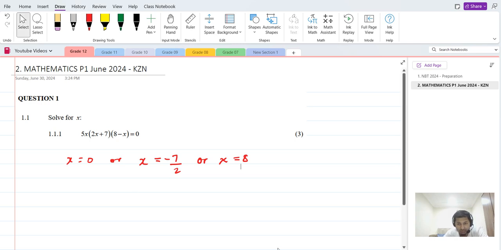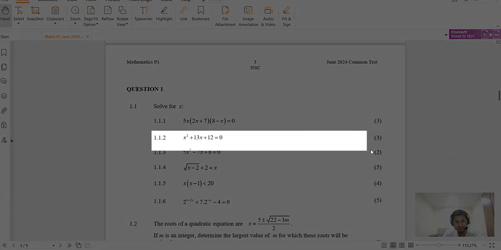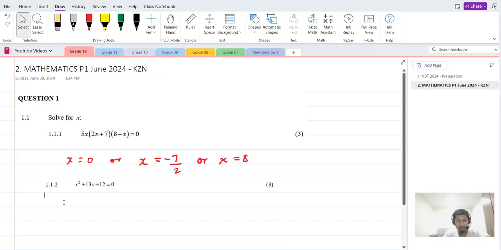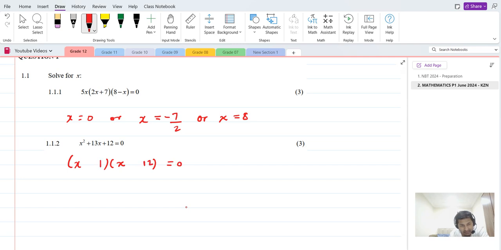Let's solve question 1.2. Right, as we see here, they didn't say 2 decimal places, so I'm sure this can factorize. We're going to factorize it with x, and x equals 0. Now, factors of 12 are 12 and 1: 12 times 1 will give me 12, and 12 plus 1 will give me 13. So x is equal to negative 1, or x is equal to negative 12.